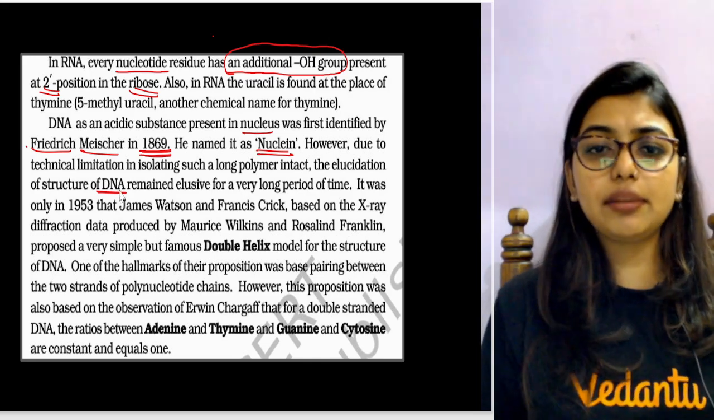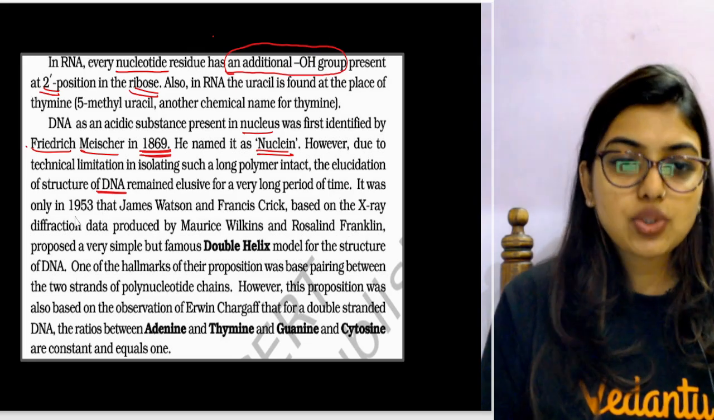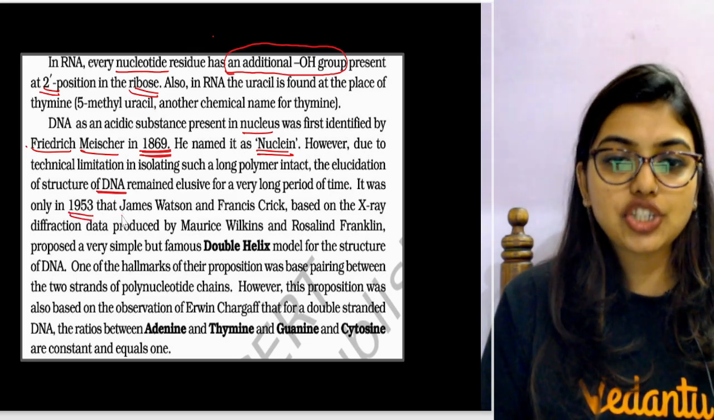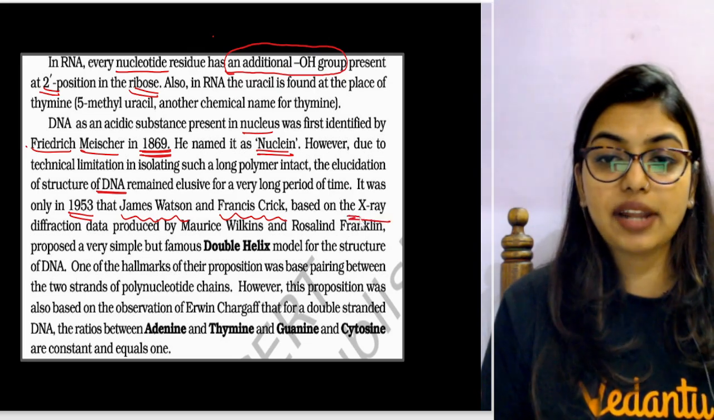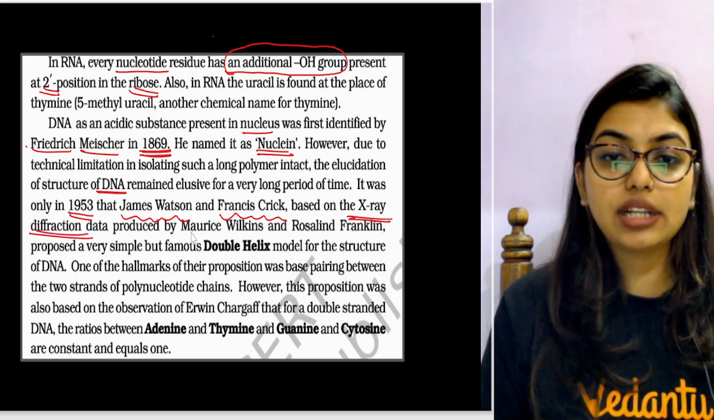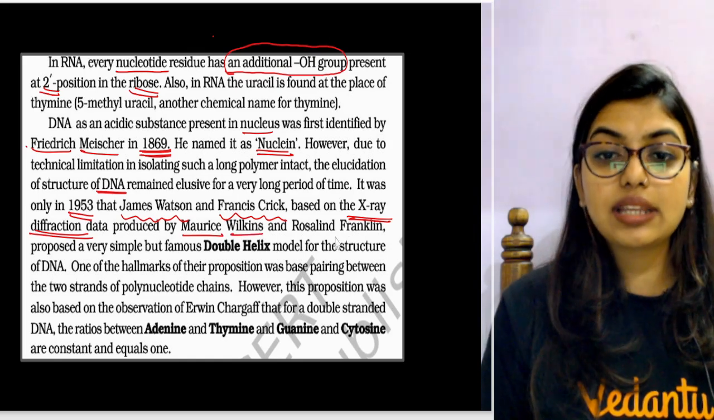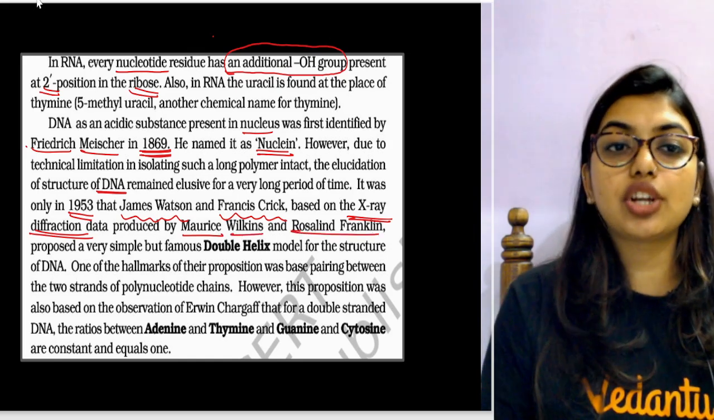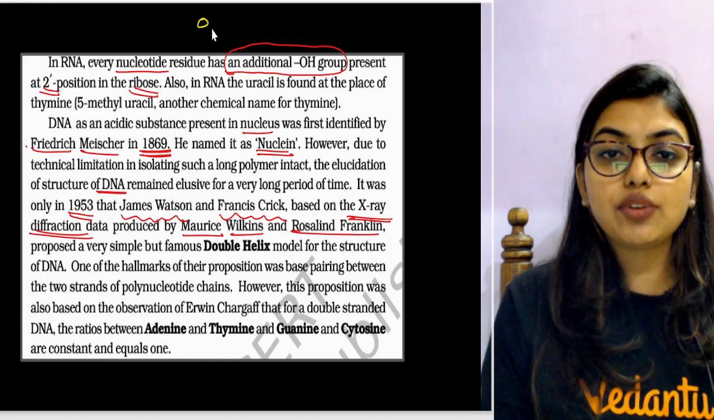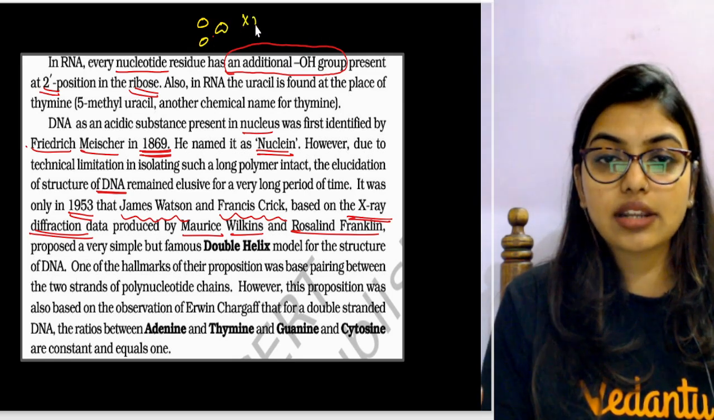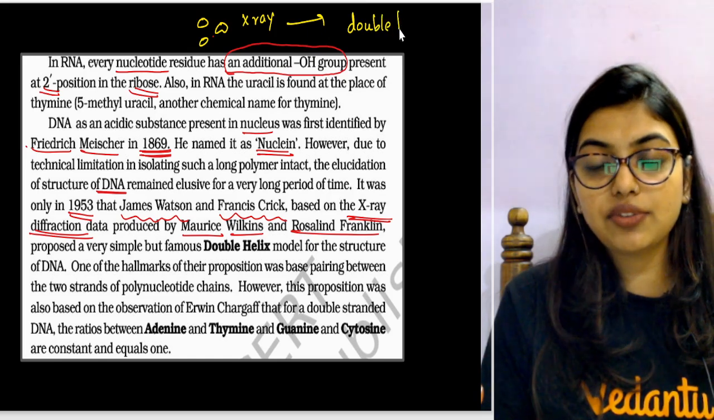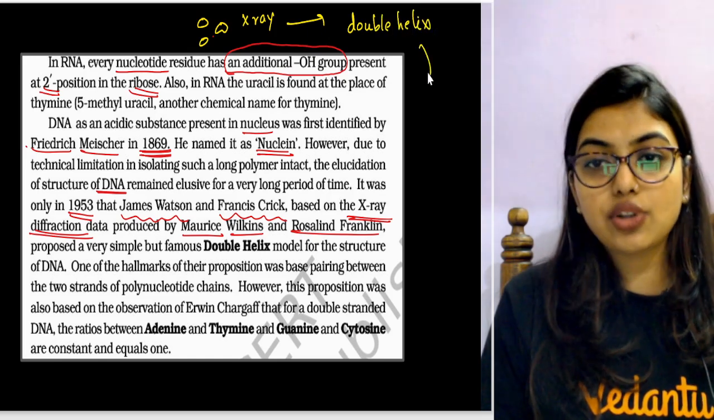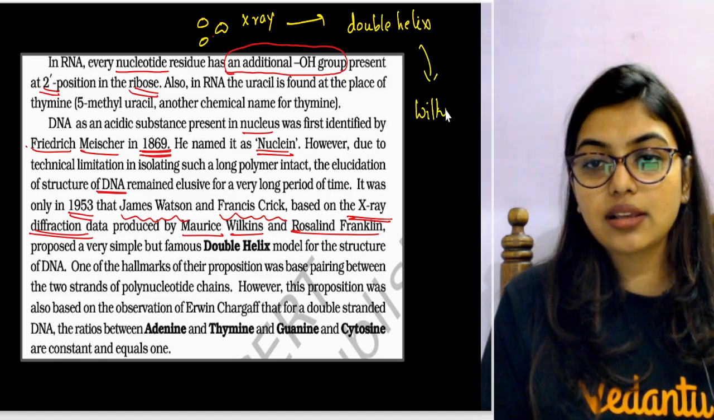Okay, DNA remained elusive for a very long time. It was only in 1953 that James Watson and Francis Crick, based on the X-ray diffraction data produced by Maurice Wilkins and Rosalind Franklin, understood that the structure was double helical. So students, they viewed the DNA structures under X-ray diffraction, and they noticed that DNA is a double helical structure. But who was the first person to find this? It was not Watson and Crick, it was Wilkins. Okay, it was Wilkins and Franklin.